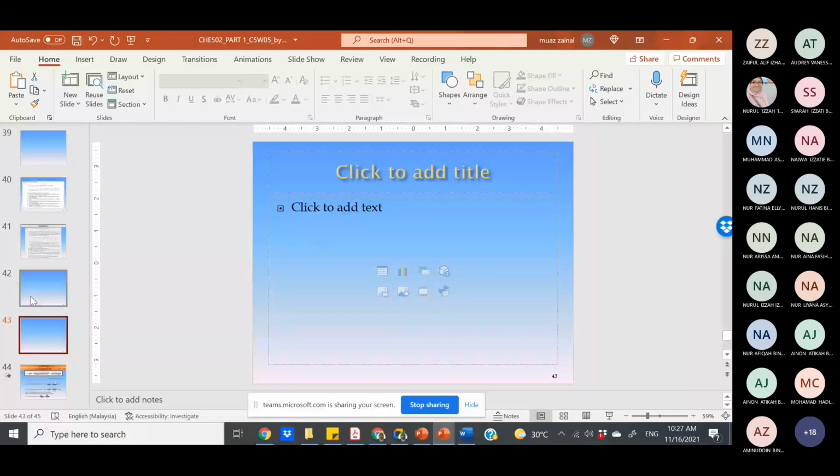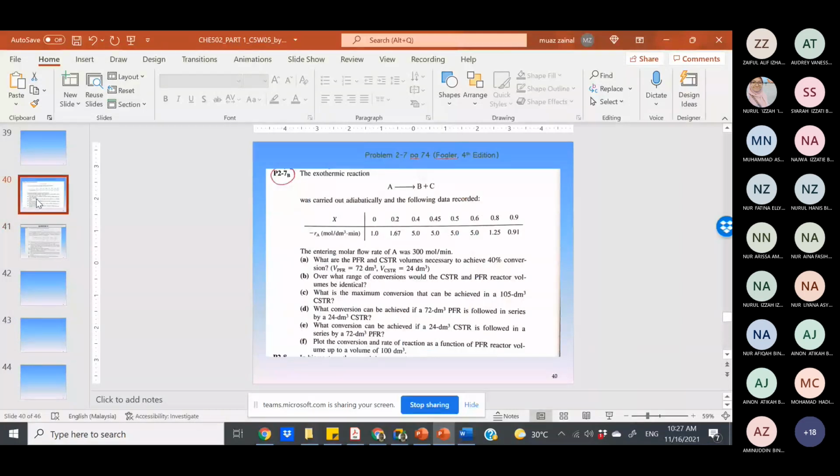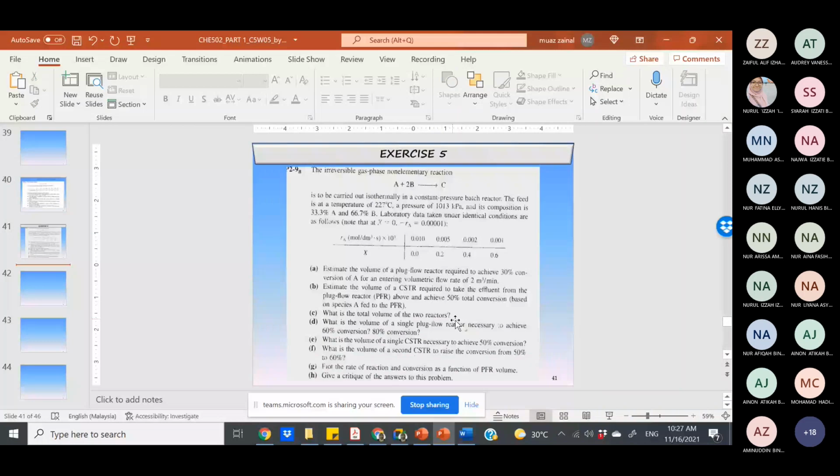So let us do exercise number 5. Before this, I already discussed the previous exercise. That one is the direct one because it only involves a liquid phase, so there's no problem, it's a direct calculation. But for exercise number 5, it involves gas phase. So let's have a look.